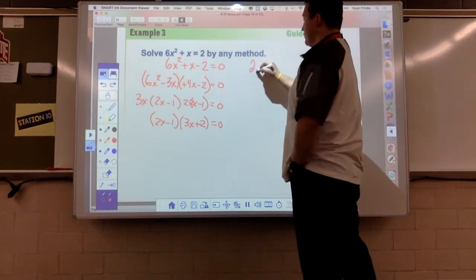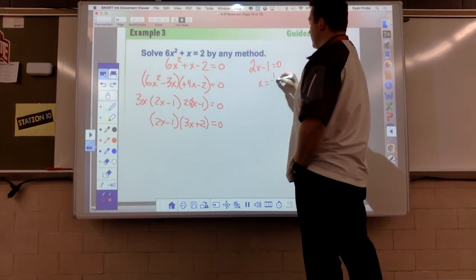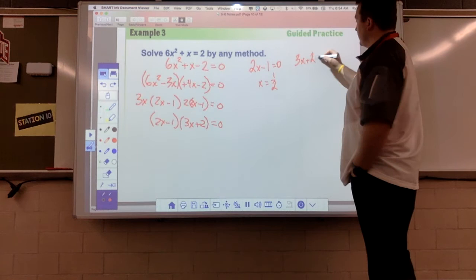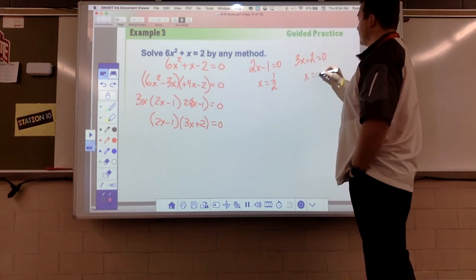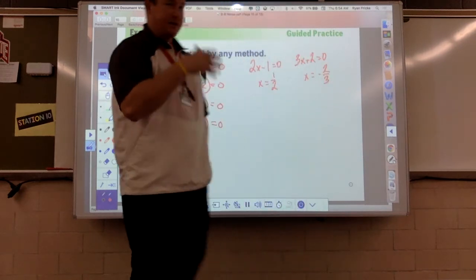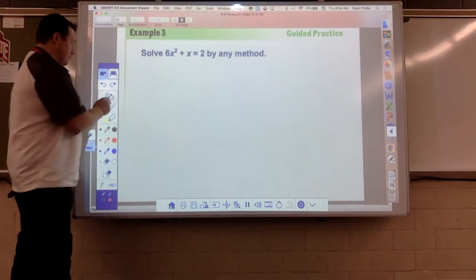All right, and solve those expressions now. So 2x minus 1 equals 0, so x is going to be equal to 1/2. And then 3x plus 2 equals 0, so x is equal to negative 2/3. Again, let's be clear, all of our methods will work. I feel like that one was pretty good for us there.